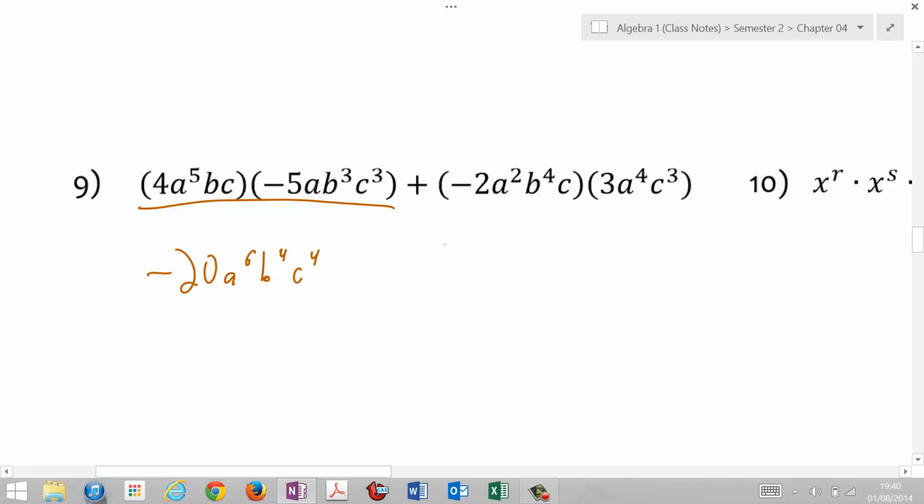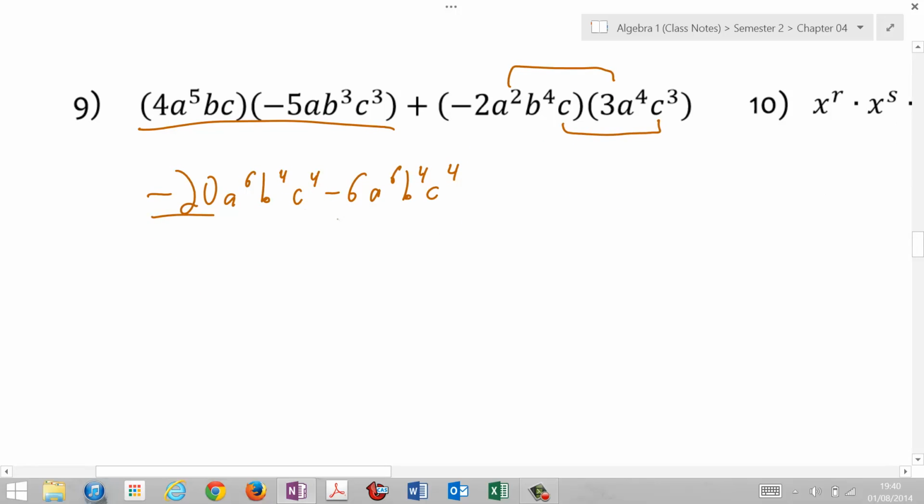Now over here, negative 2 times 3 is negative 6. a to the 6th. b to the 4th, there's no b on the right side, so it's just b to the 4th, and then c to the 4th. These are also like terms. Negative 20 minus 6 is negative 26, a to the 6th, b to the 4th, c to the 4th.